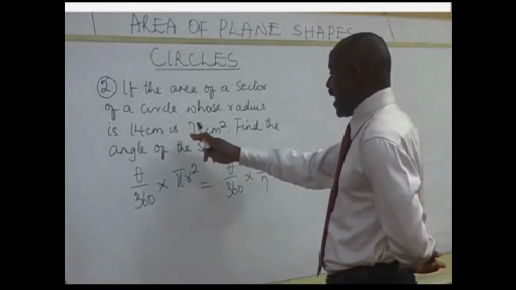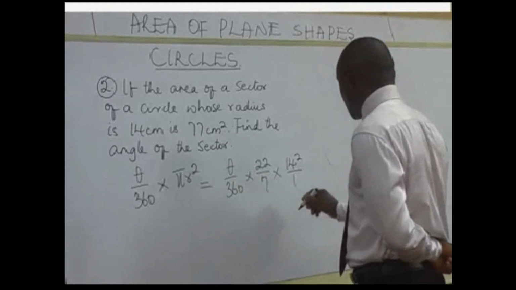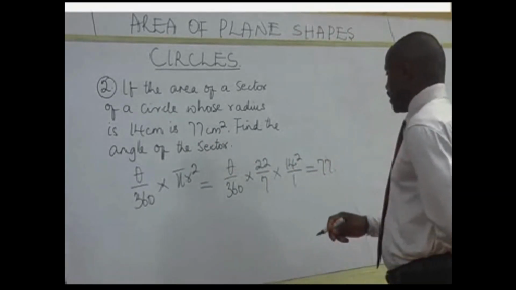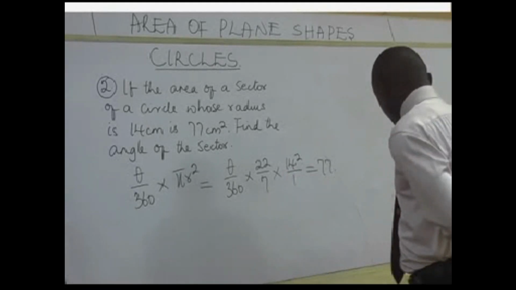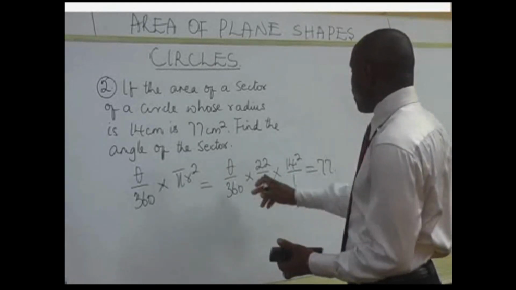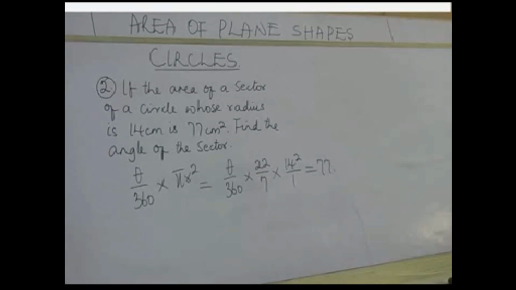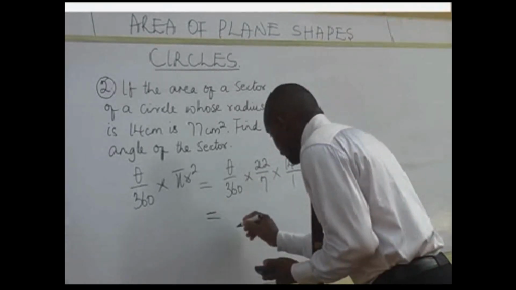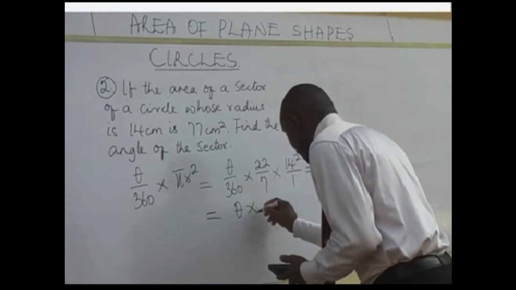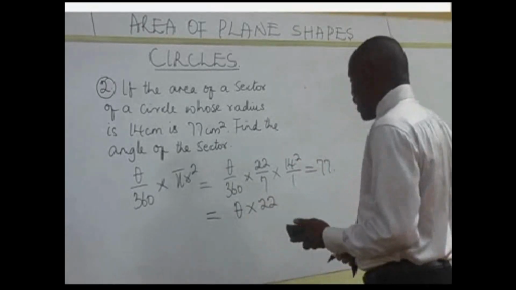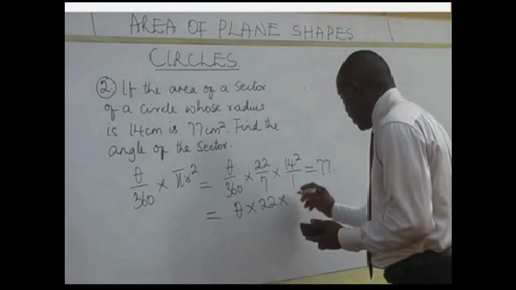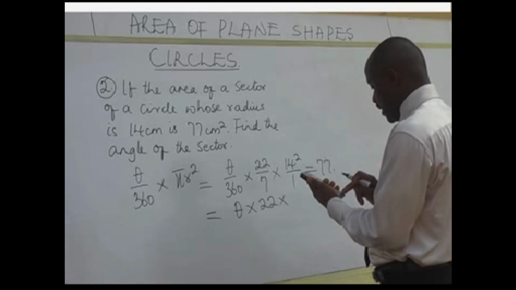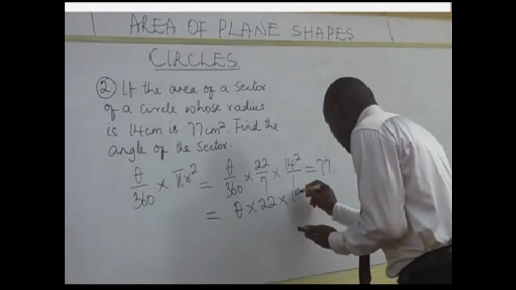Remember, they say that the area is 77. So whatever we get here, we equate it to 77. With this now, we can find the value of our theta. So let's have theta times 22. I'm multiplying the numerators together. Times, let's find 14 squared. 14 times 14, giving me 196.